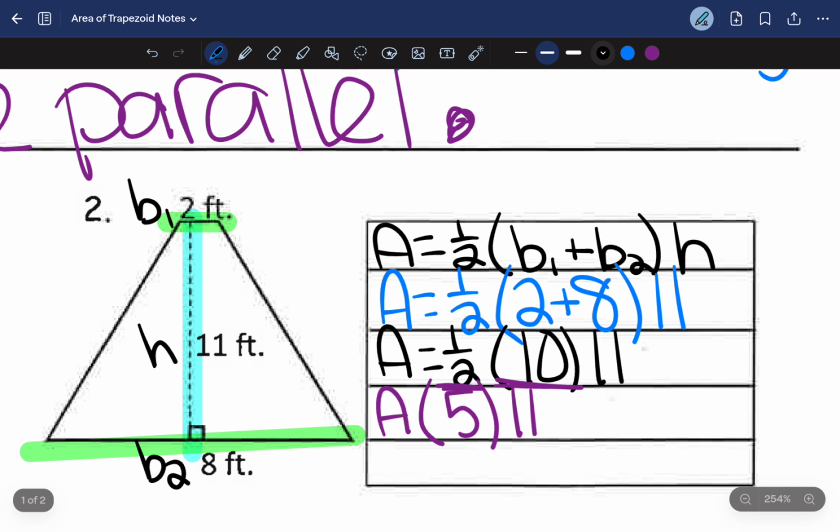So there is no sign between. So what that means is I'm going to multiply. And I'm going to write A equals 55. Go back and look at my units. Feet squared.